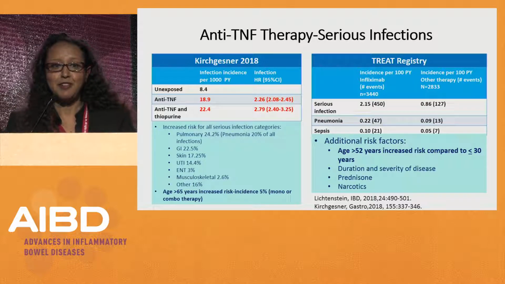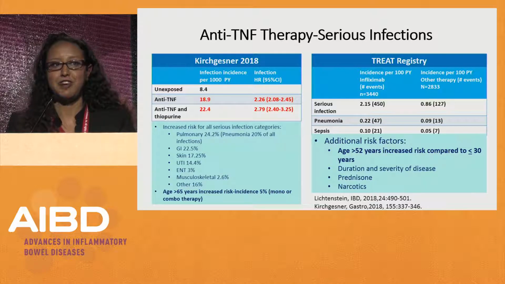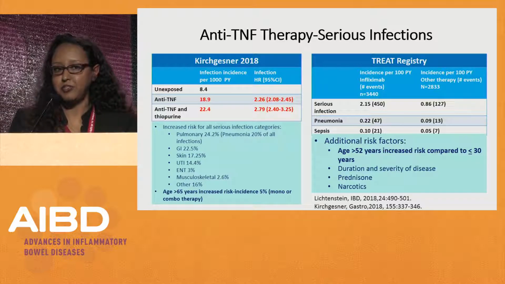And to kind of elaborate on Tina Ha, who just spoke, patients over age 65 were also found to have a higher risk of infection. And this was with monotherapy or even combo therapy. Well, how about other studies? Well, there's the TREAT registry, which also looked at serious infections, similar types of infections found, and also older age was associated with a higher risk of infection as well.